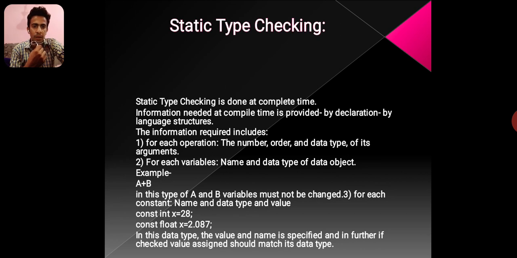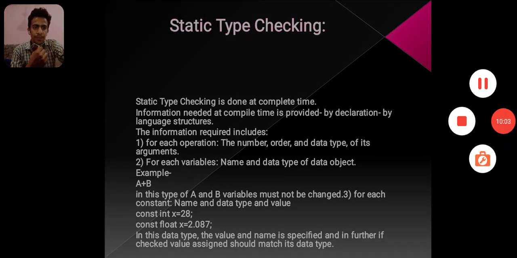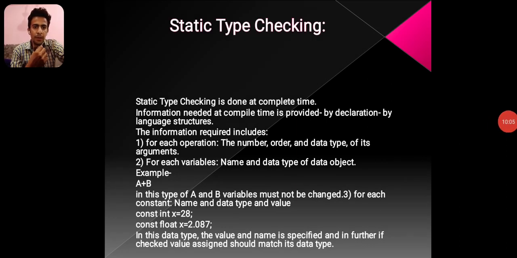In this type, a and b variables must not be changed. Number 3, for each constant, the name, data type and value. Constant integer x is equal to 28. Constant float x is equal to 2.087. In this data type, the value and name are specified, and further it is checked that the value assigned should match its data type.